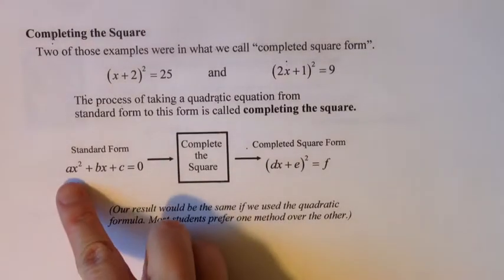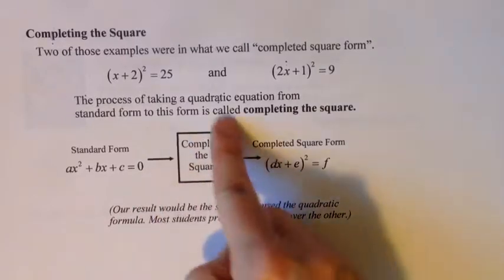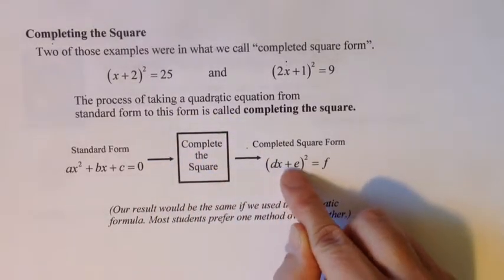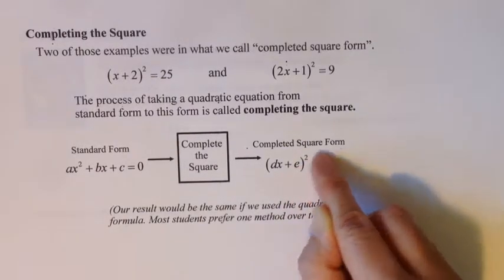Remember, standard form is when it looks like ax squared plus bx plus c equals 0. Once you complete the square, you'll have something that looks more like this: a number times x, maybe plus another number, squared, equals some other number.